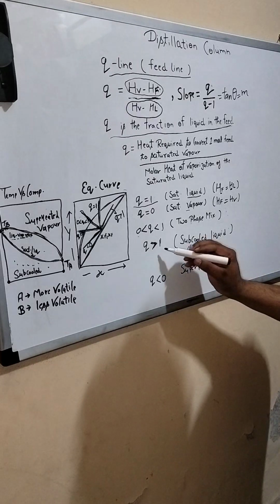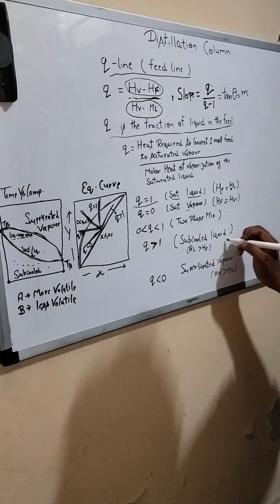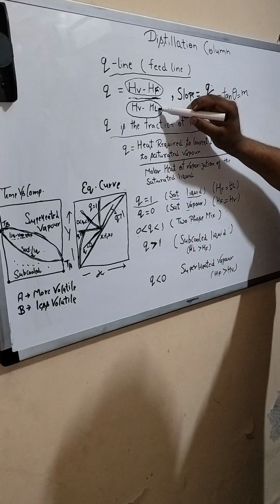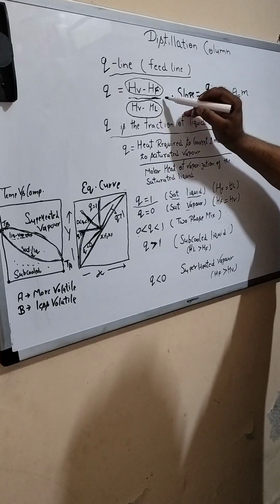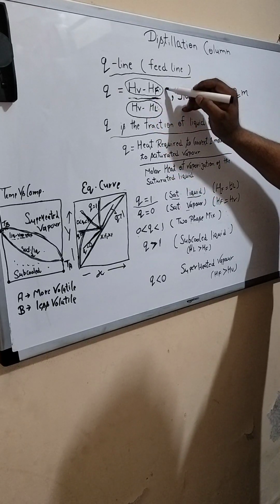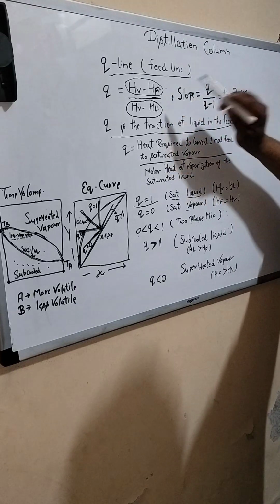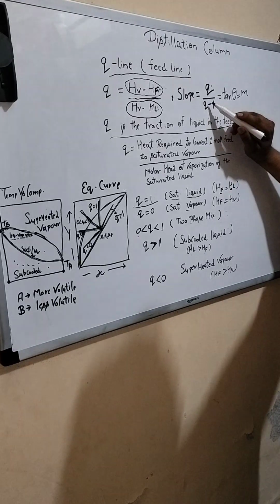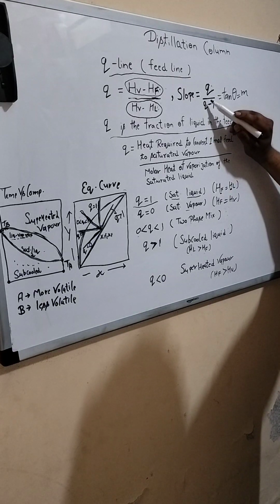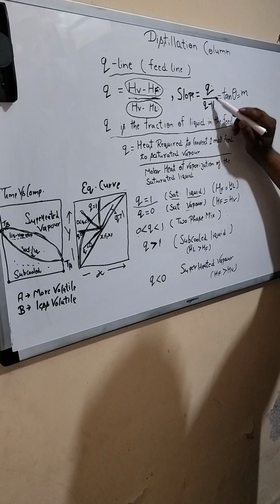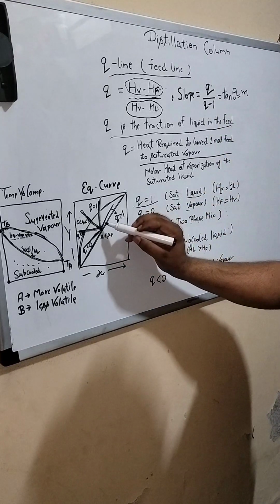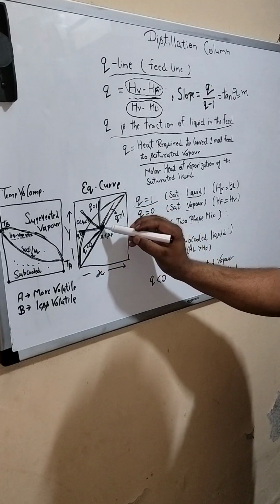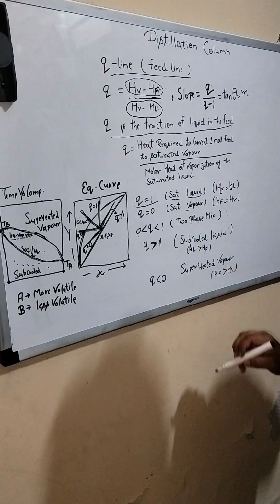And when you draw the line for the subcooled liquid, in the case of subcooled liquid, HL is greater than HF. This term will always be greater than HF, so this whole value Q will be greater than 1. Once it is greater than 1, the slope will be positive and theta will come between 0 and 90 degrees. So you can draw it in the first quadrant: Q greater than 1. This part will come like this, Q greater than 1.